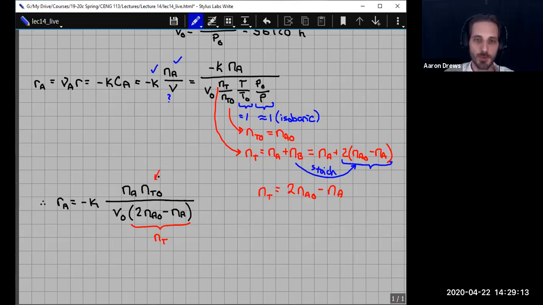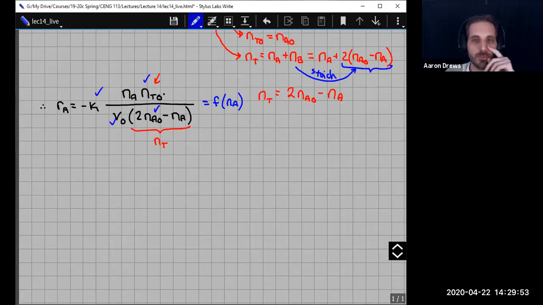The N sub T0, I just moved up to the top so that I don't have to write nested fractions, a fraction as a fraction as a fraction. It gets tedious to write all of that. The key point is that this is now a function of N sub A. Everything else in here we know. We know N sub T0, NA0 is given, we just calculated V0 a minute ago, and K is given as a constant. So the only unknown is N sub A. Compound fractions, thank you, John. Sometimes you're stuck with them, but if you can avoid them, do it.